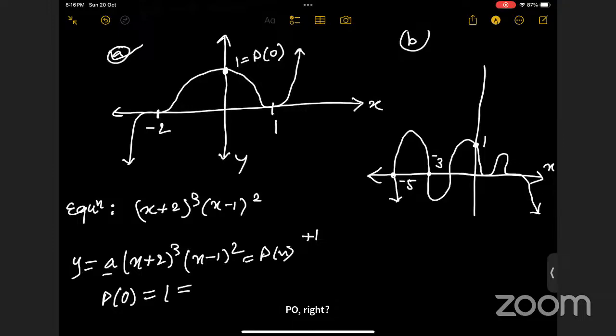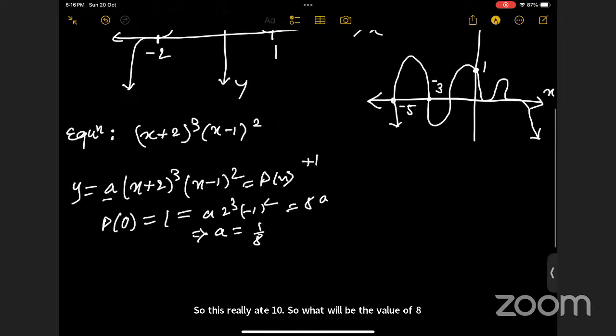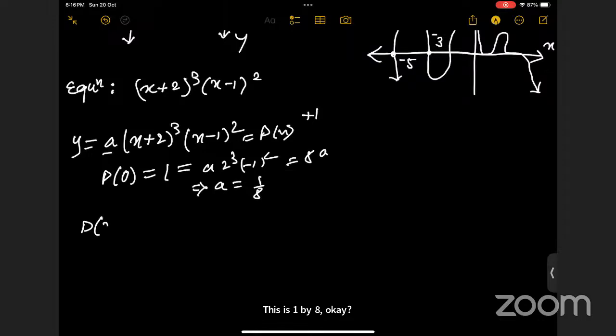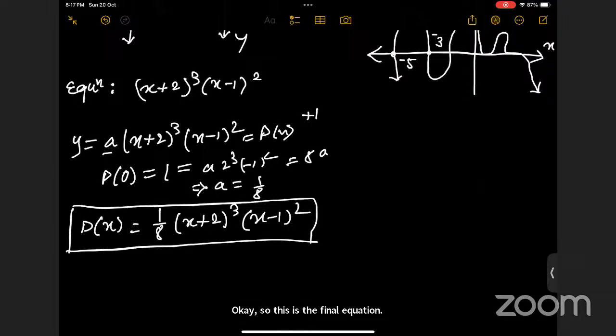So what is p of 0? This is a into 2 cube into minus 1 square, right? So basically 8a equals 1. So what will be the value of a? This is 1 by 8. Hence, what will be our final equation? 1 by 8 into x plus 2 cube into x minus 1 square. Okay, so this is the final equation. Is it clear?